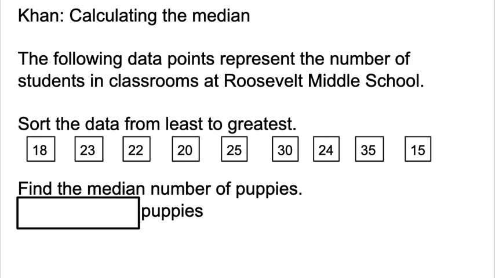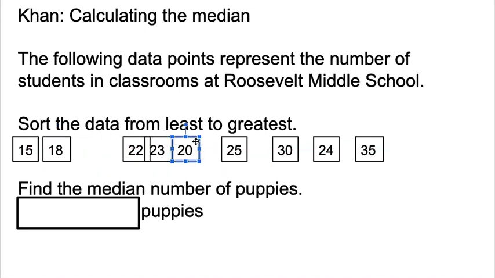So on this first example here, we have the following data represents the number of students in the classrooms at Roosevelt Middle School. Sort the data from least to greatest. That's the first thing you need to do when you're doing these, is you need to always put them in order from least to greatest. So just go ahead and find your smallest one, slide those around. It'll be a little bit easier on Khan because they kind of jump around a little bit more. These are a little bit easier to sort when you're doing it in Khan, but I just made up my own.